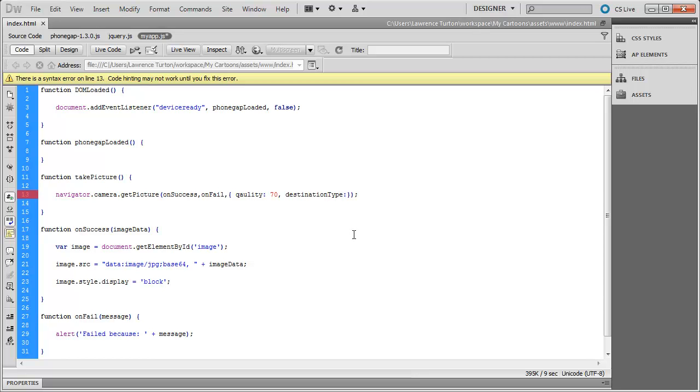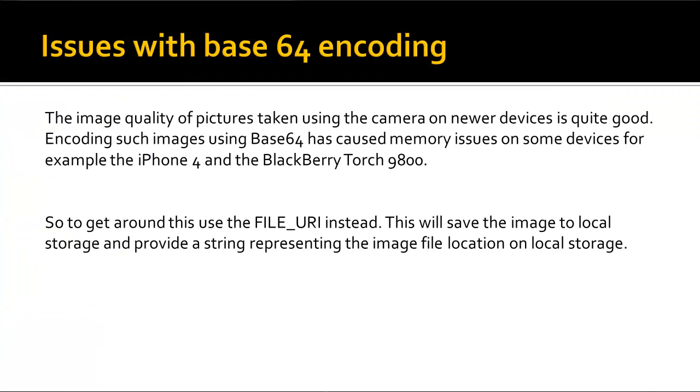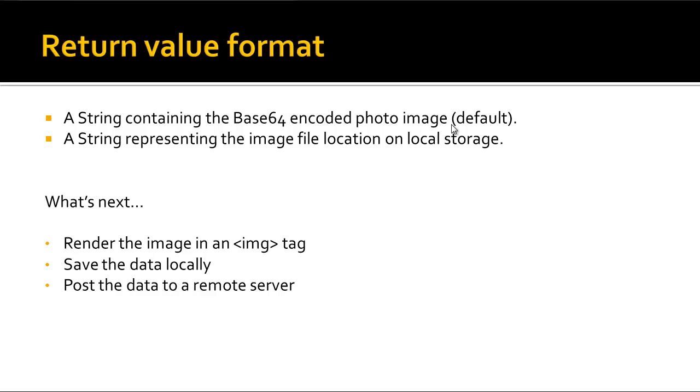So then I'm going to say comma, and then I'm going to say camera with a capital C, dot destination with a capital D, type with a capital T, and dot file underscore URI. So now what this will do is override the default returning value format from being the base 64 encoded format to now being a string that's simply pointing to the location of where the image is stored on the device.